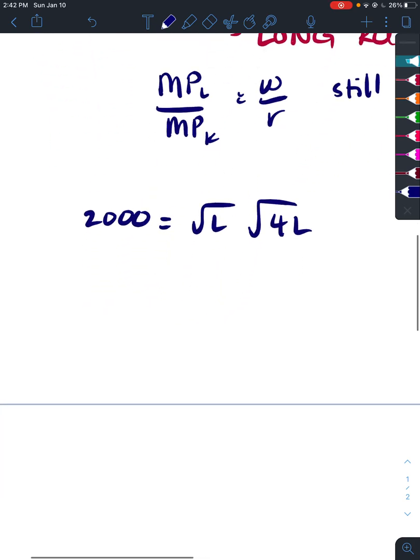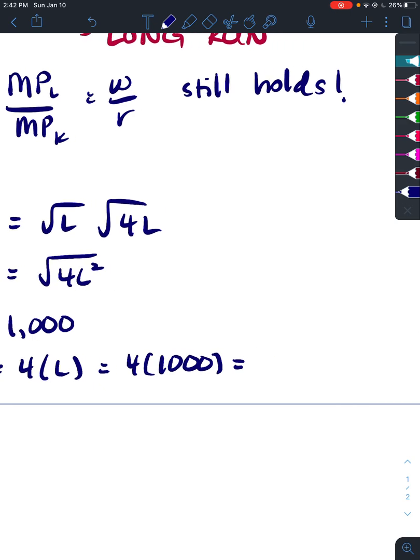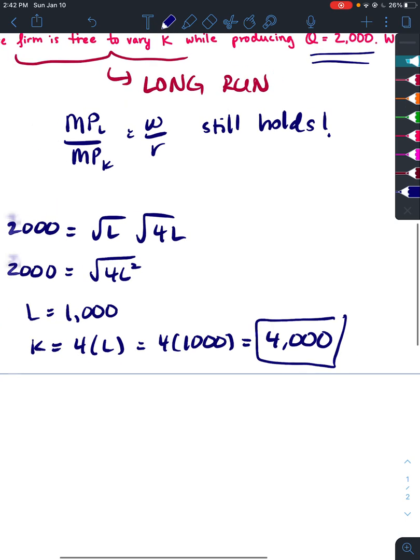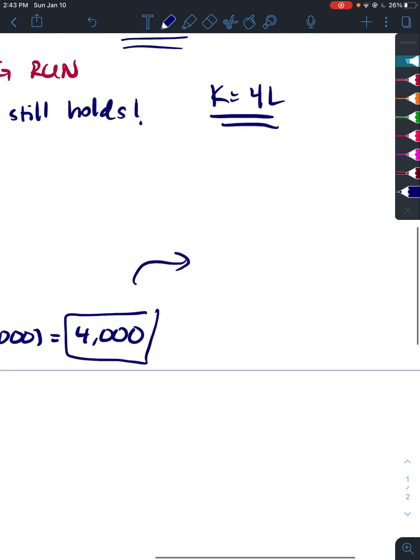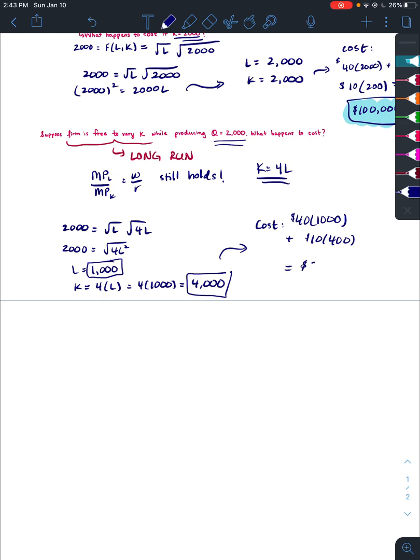In the long run, and then 2,000, we do it very similarly like we did before, is equal to 4L squared, and then we should get L is equal to 1,000 here. And K, because we know that K is equal to 4 times L, K is equal to 4 times 1,000, which should be 4,000. K is 4,000, L is 1,000. Notice a difference here when we're calculating our cost, right? Our cost is, again, going to be $40 times 1,000 now, plus $10 times 4,000 here, and that should be equal to 80,000.